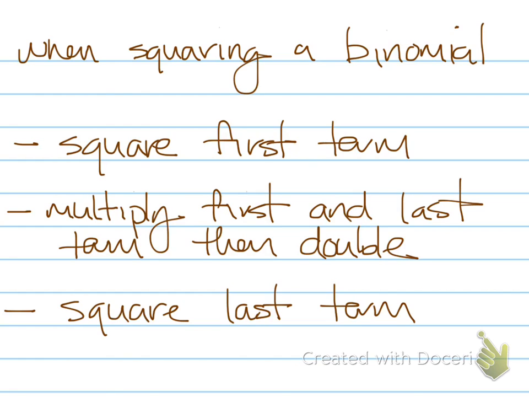When you square a binomial, you can write it out and then distribute, or you can use the shortcut, which is to square the first term and then multiply the first and second term, or the last term, and then double that number and then square the last term.